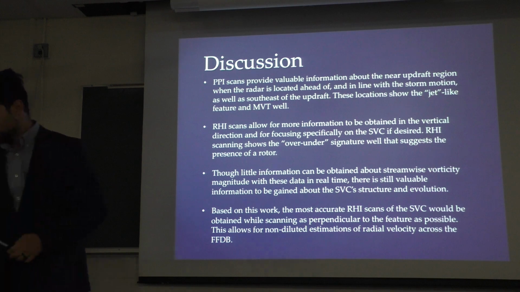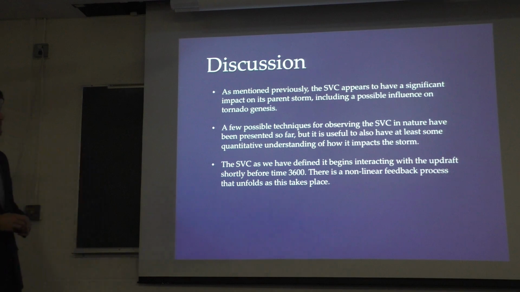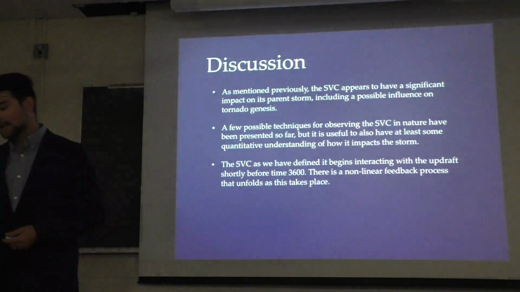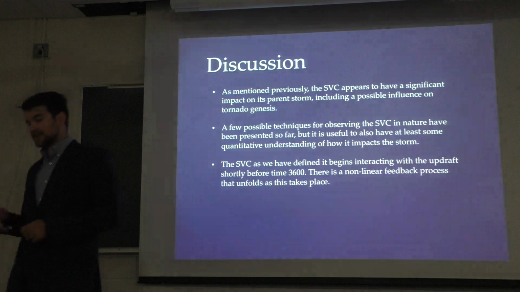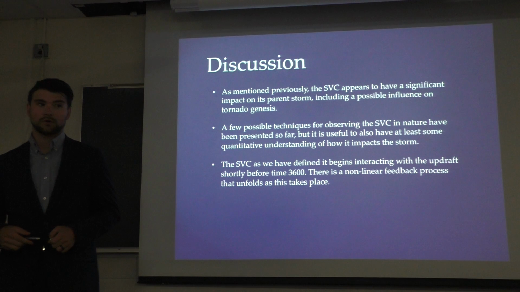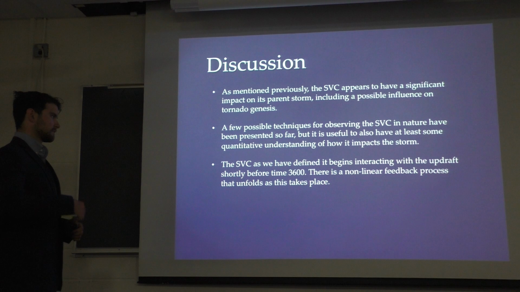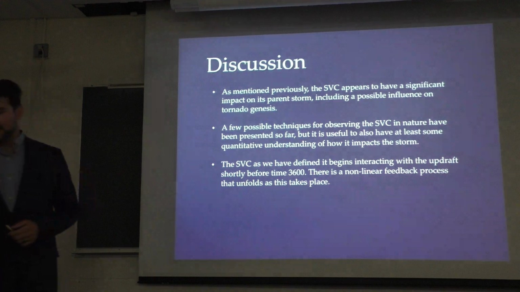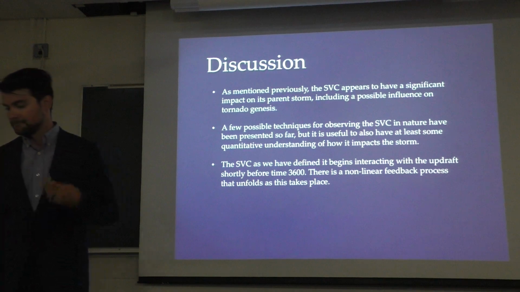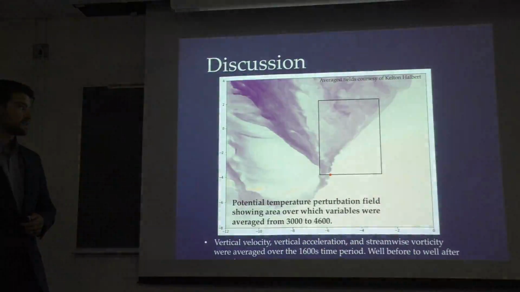But as I mentioned previously, this feature really seems to be important for the parent storm, and especially on tornadogenesis. A few possible techniques for observing this have been presented so far, but it's useful to also have at least some quantitative understanding of what this feature is actually doing to the storm. The SVC, as we've defined it here, begins interacting with the updraft shortly before 3,600 seconds. And from that point, we see a nonlinear feedback process that starts to really enhance the low-level features of the storm.